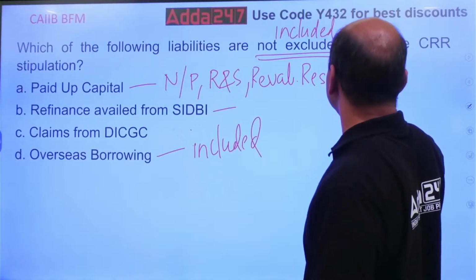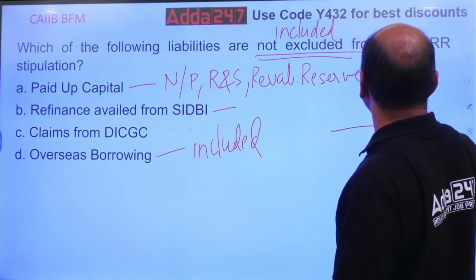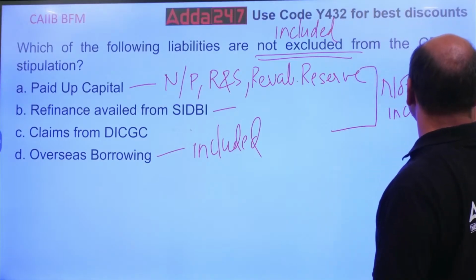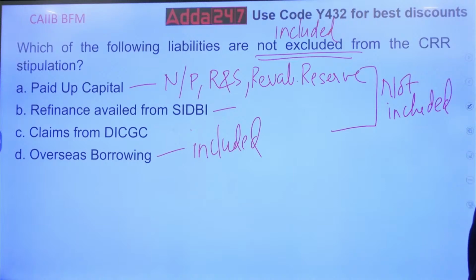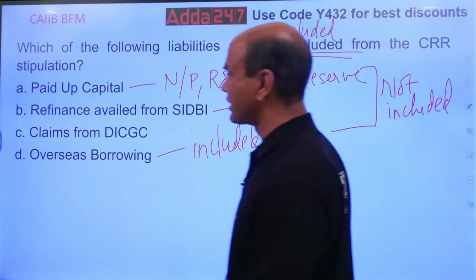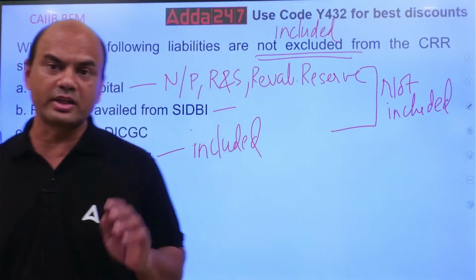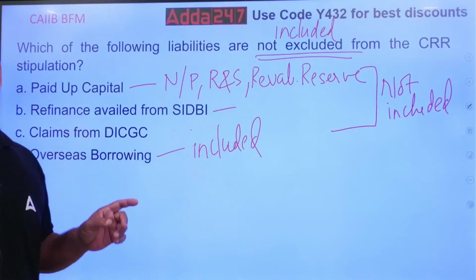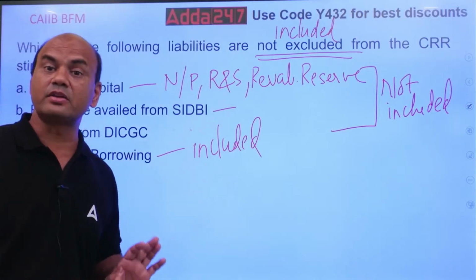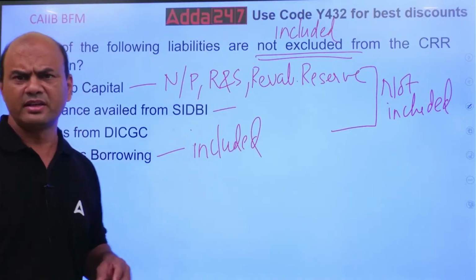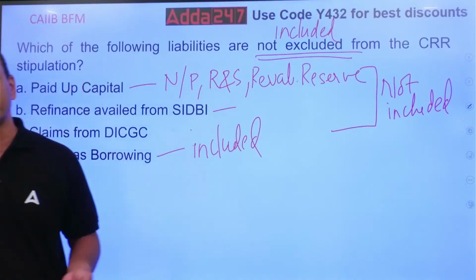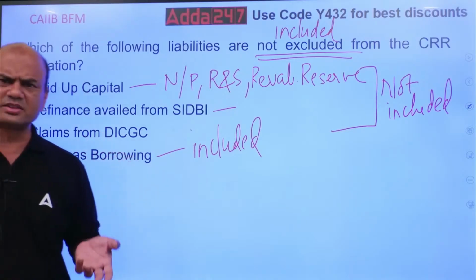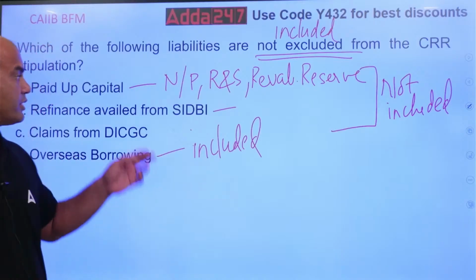And these all are not included. Paid up capital is not included in CRR calculations. Refinance from SIDBI is not included in CRR calculations. Claims from DICGC is not included in your CRR calculations. Why? Because these are not your regular course of business. To get a refinance from SIDBI or claims from DICGC, this is not your regular business. So that is not included.